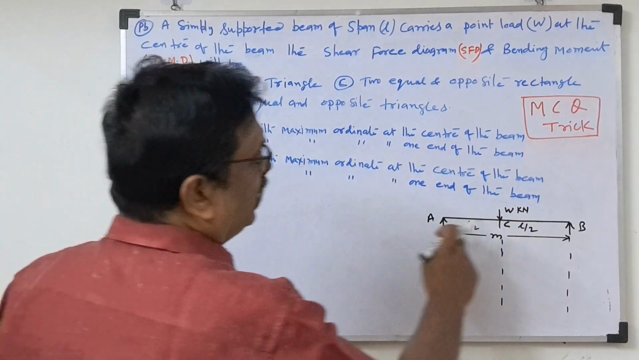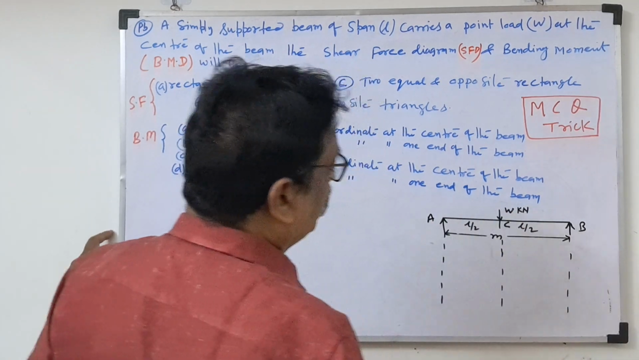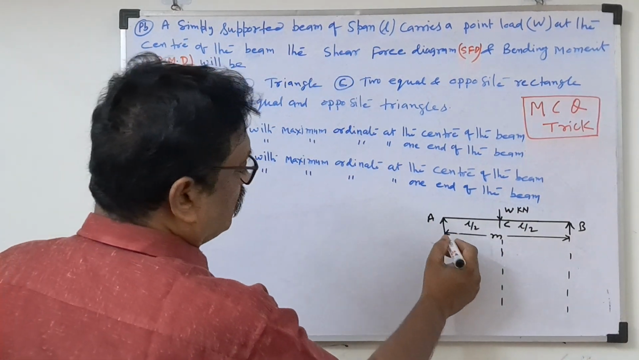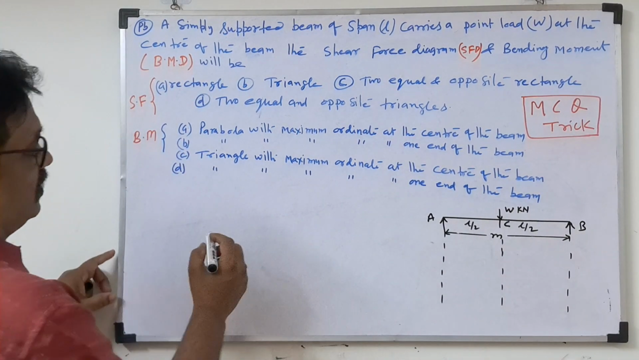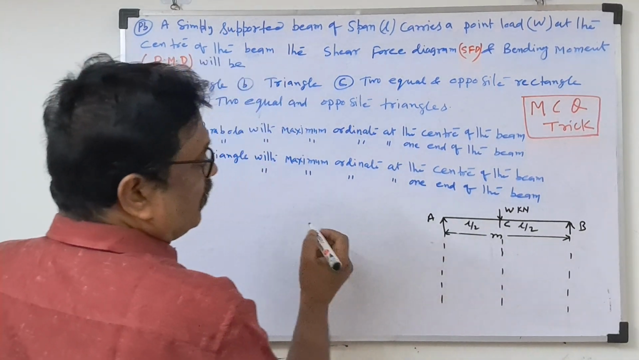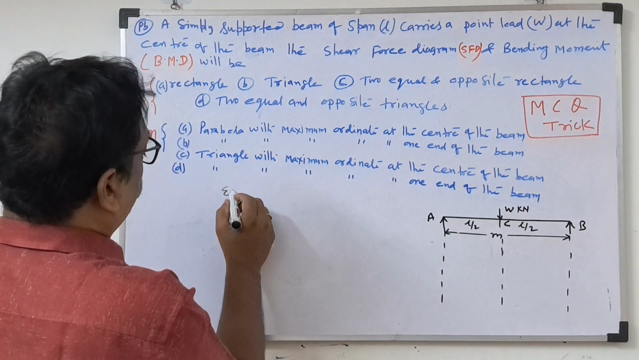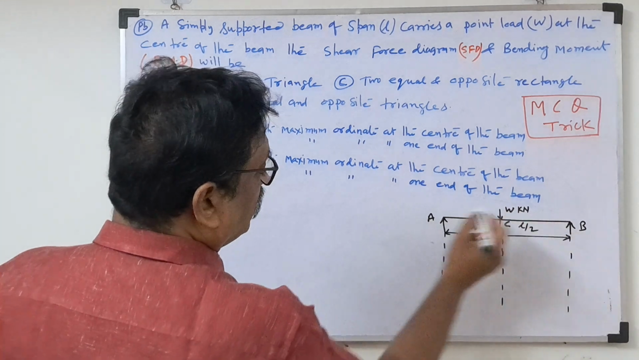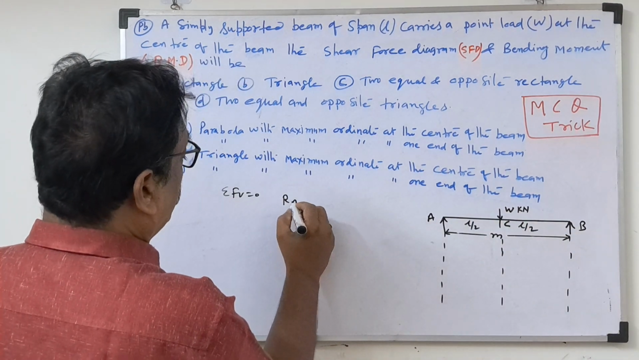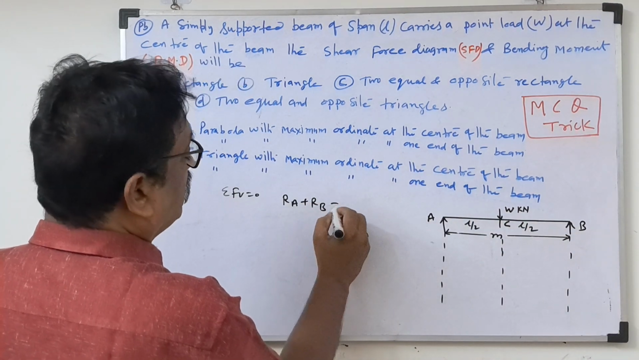So what is given? AB is the beam and W is the point load at the middle point. As we know for the simply supported beam, we have to find out the support reactions first. So just find the support reactions. For the two equilibrium equations, we know sigma F equal to 0. That means total upward force equals total downward force. That is RA plus RB is equal to W.